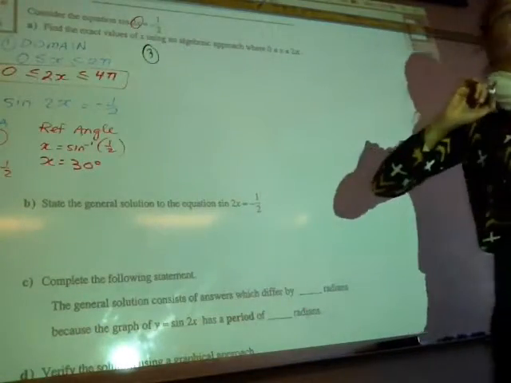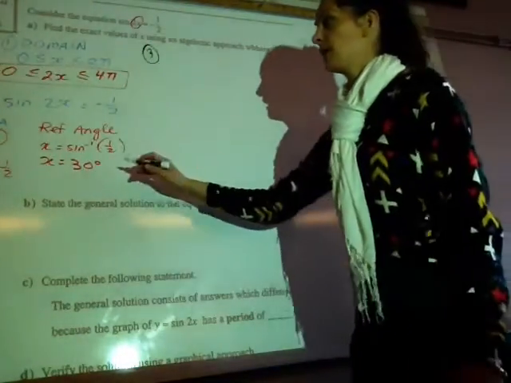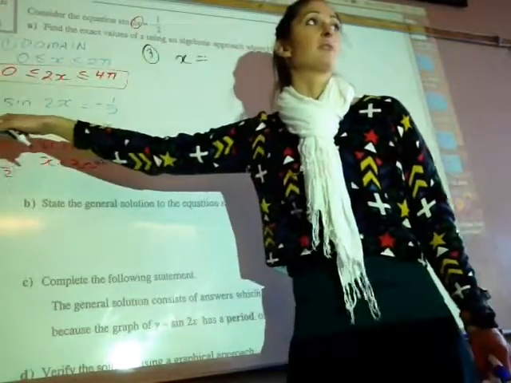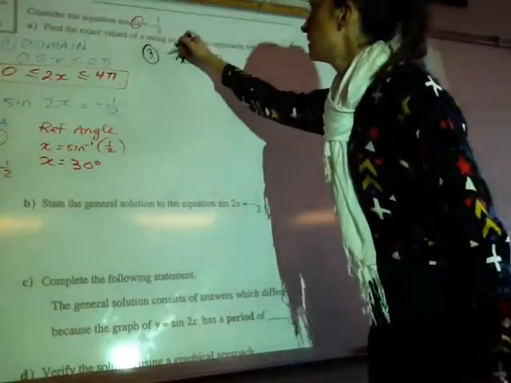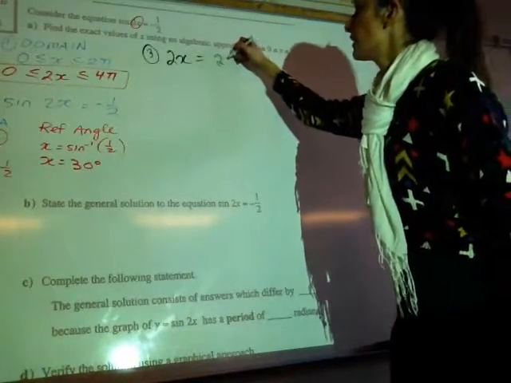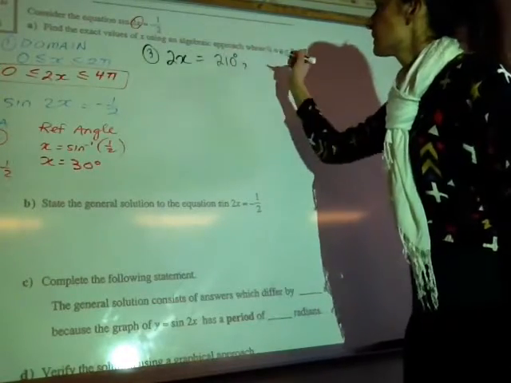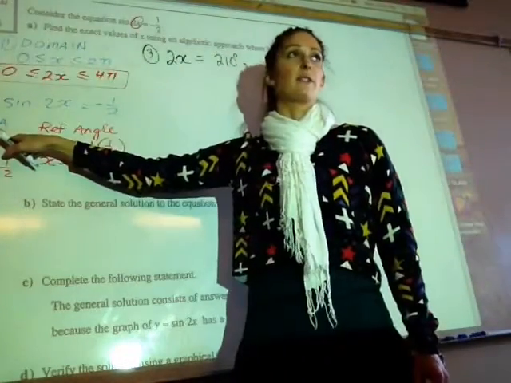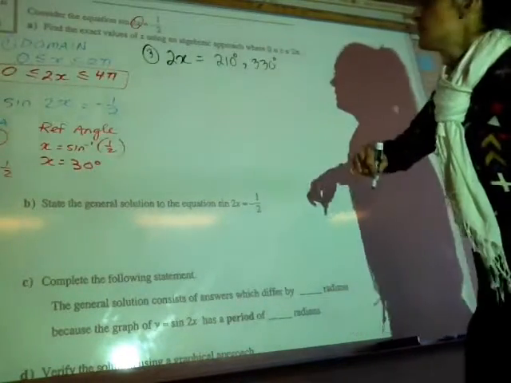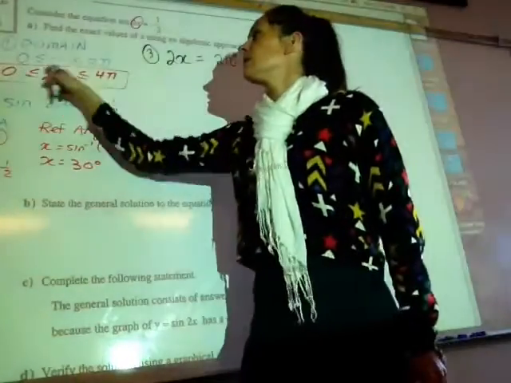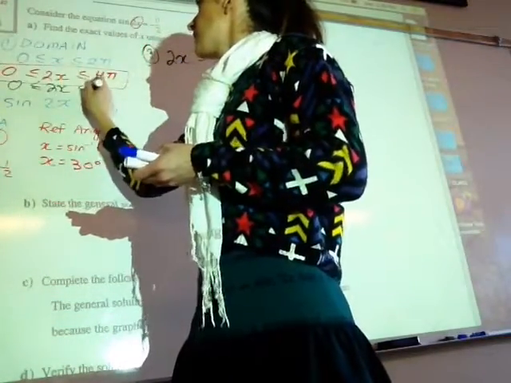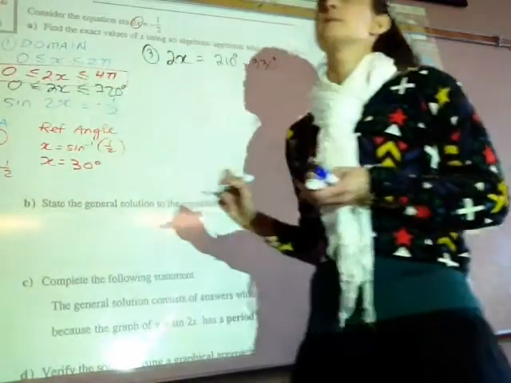Okay, so we're going to take that reference angle 30 degrees and let's apply it in quadrant 3. So we'd go 180 plus 30, we get 210. I'm sorry, let's just state that's 2x equals 210 degrees. In quadrant 4, it's going to be 360 minus 30, so we get 330 degrees. But 0 to 4 pi is actually like 0 to 720 degrees. So we have to keep going.